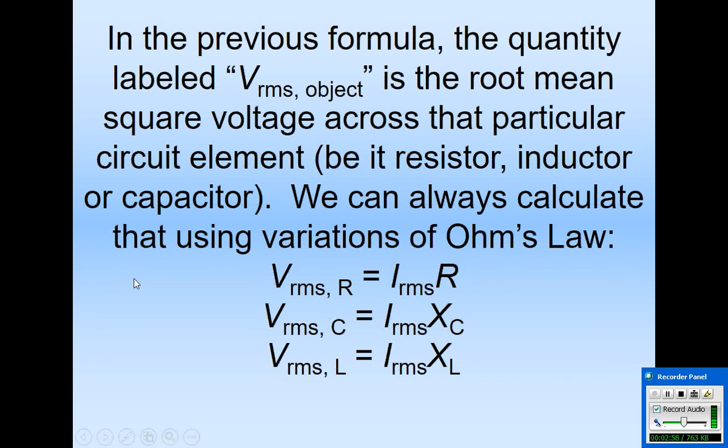So just from that, we can say that the root mean square voltage across the resistor is the root mean square current times the resistance. The root mean square voltage across the capacitor is equal to the root mean square current times the capacitive reactance. The root mean square voltage across the inductor is equal to the root mean square current times the inductive reactance. So that's how we can get the root mean square voltage for whatever the object in question is.